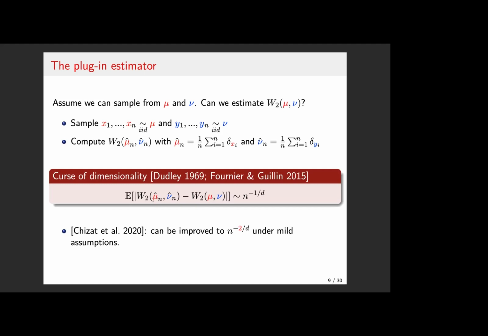So actually it does converge to the actual distance, which is good news. But the bad news is that it does so exponentially slowly with respect to the dimension. It converges in expectation at rate n to the -1 over d. This rate can be slightly improved to n to the -2 over d, which has been shown by Lénaïc Chizat in 2020 under some mild assumptions. But there's nothing much more that you can do. It's still going to be plagued by the curse of dimensionality.